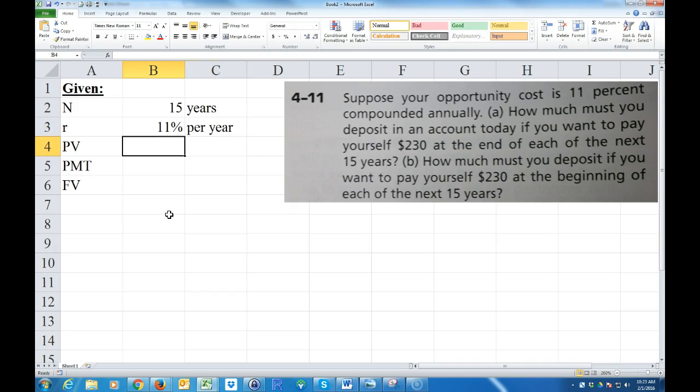Okay, the present value, well, that's what we want to know because it says, how much must you deposit if you want to pay yourself? So you need to deposit that now. And the payment is $230. So I'm going to leave that positive, and that's per year. And the future value, well, you're not going to have any money when you're done.